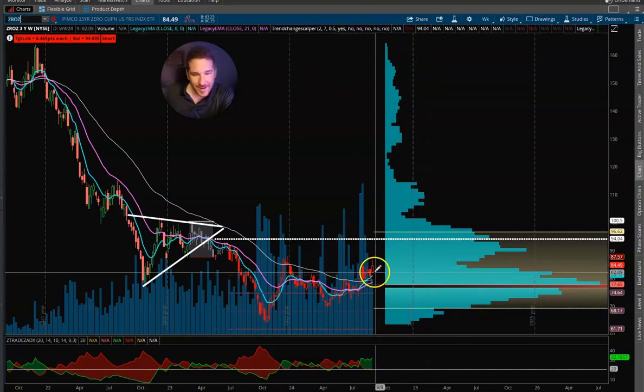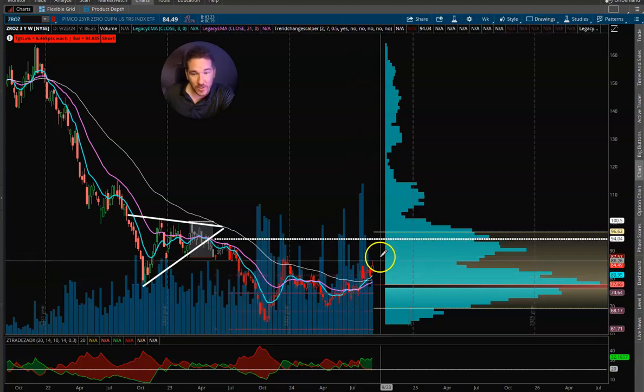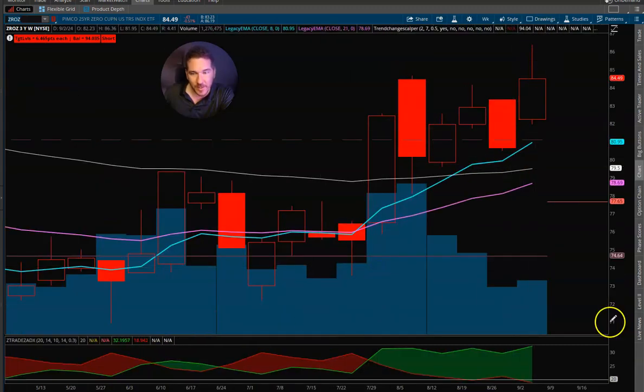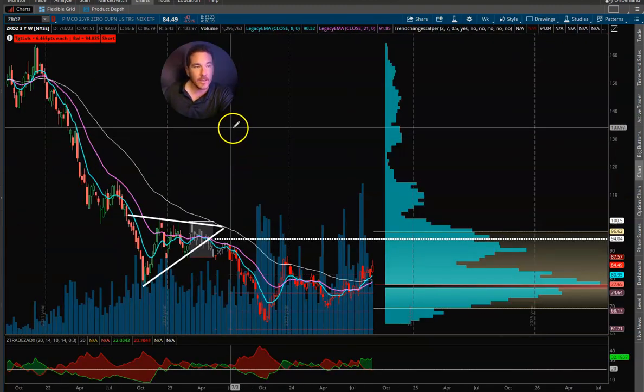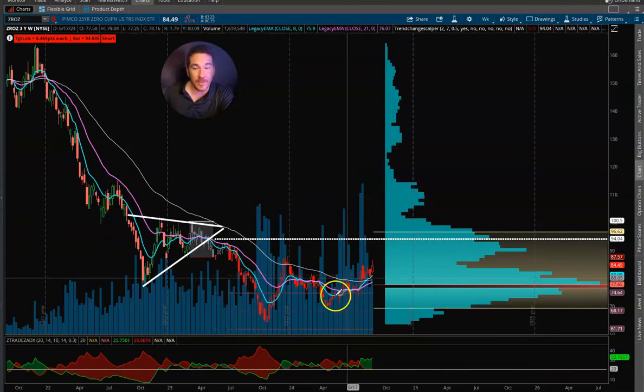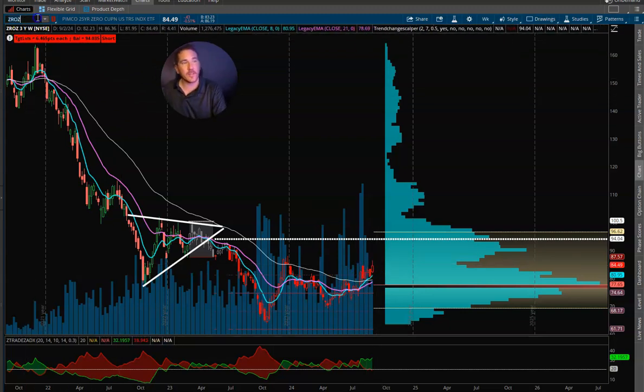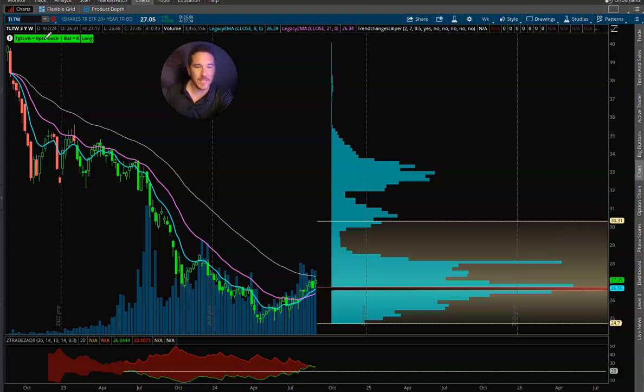So this time we've hung out and consolidated and came down and respected and bounced off these EMAs. That's something I want to be looking at. Okay? I'm already done adding TLT equity. I'm going to add some Xeros. 0Z. What's the other one? TLTW.